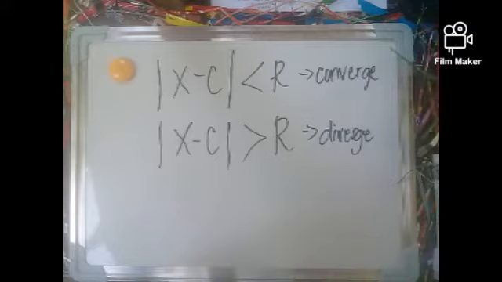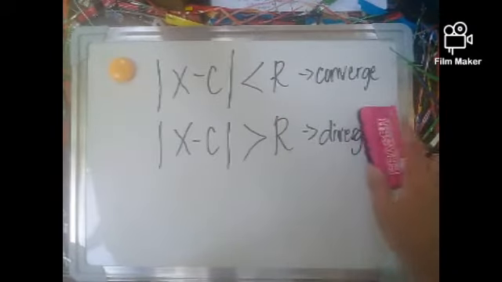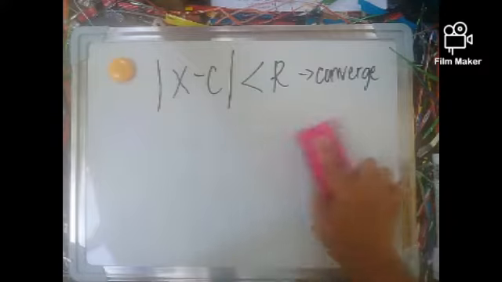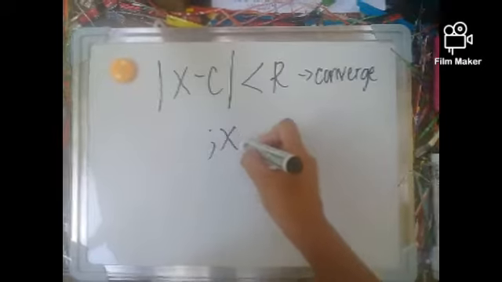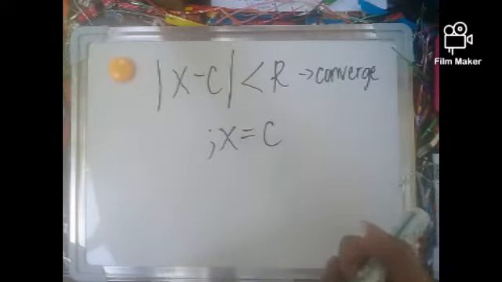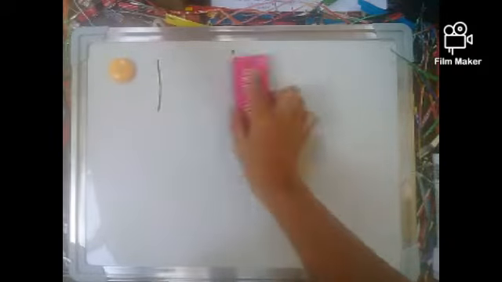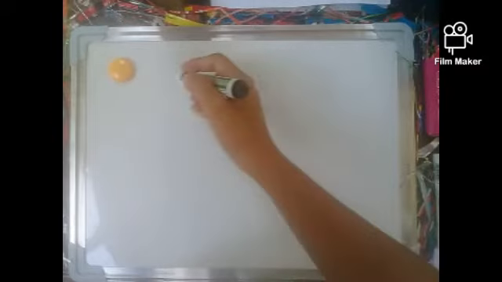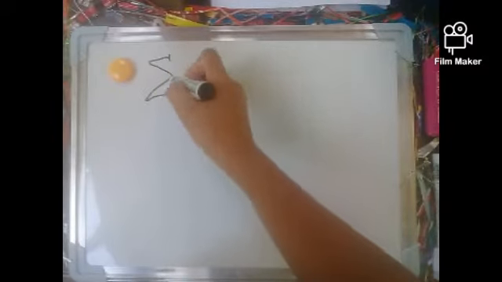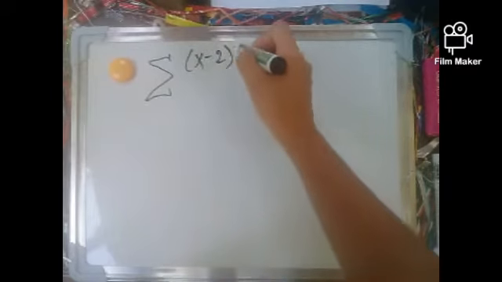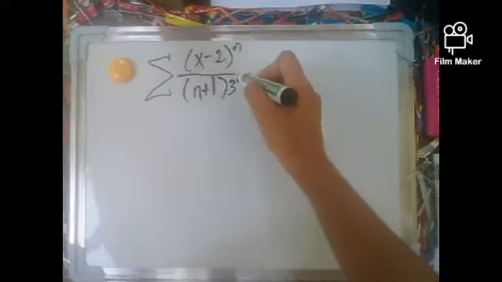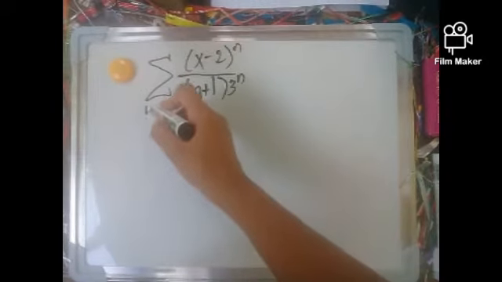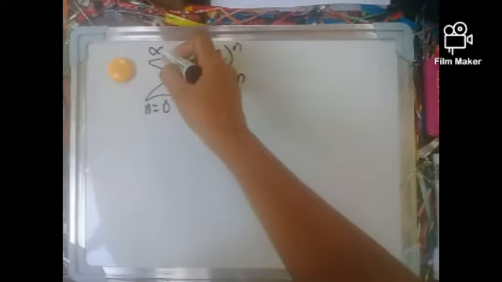So, ang gagamitin natin dito is the first statement, where x is equal to c, or our constant. So, let's start with our first example. We have here the series of x minus 2 raised to n over n plus 1 times 3 raised to n, from n is equal to 0 to infinity.